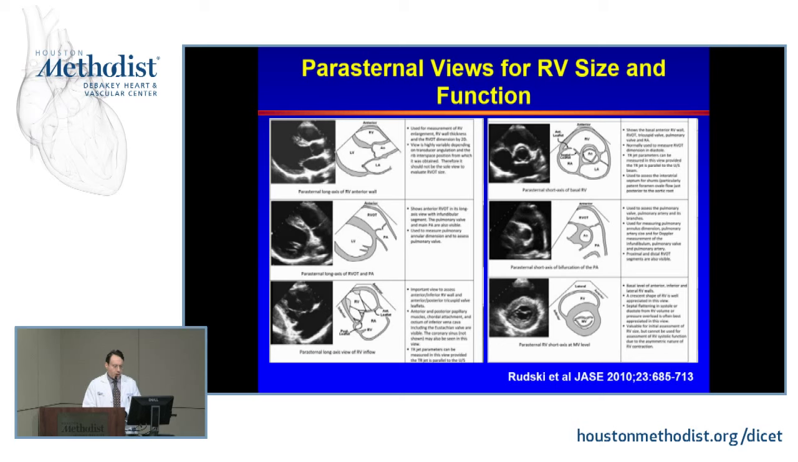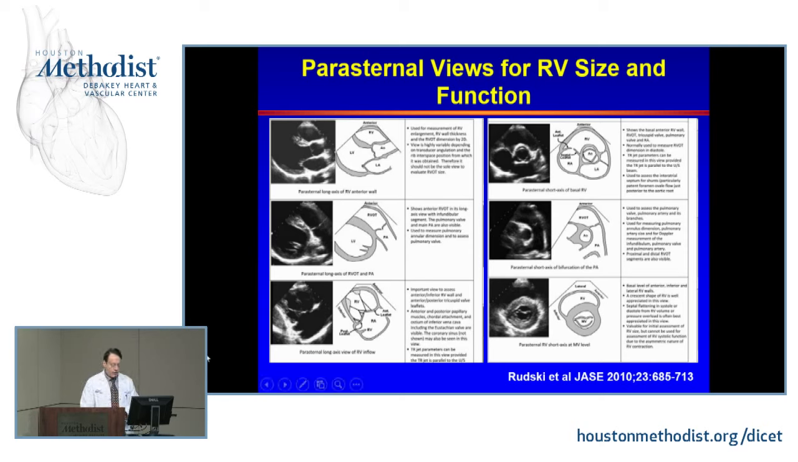We can also visualize the RV outflow tract and the pulmonic valve. This is an excellent alignment with the flow through the pulmonic valve to look at pulmonic valve pathology, congenital lesions, acquired lesions in carcinoid that get the pulmonic valve. So remember this view. This is not the only shot we have at the RV outflow tract.